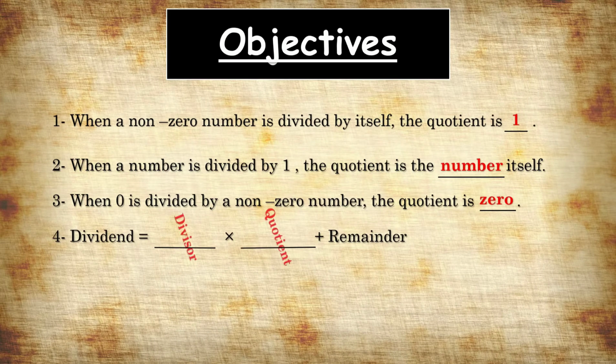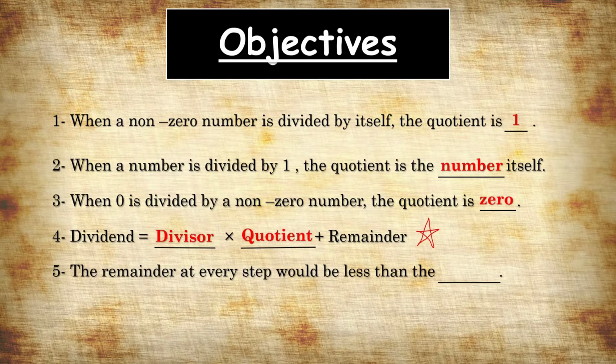Dividend is equal to divisor multiplied by quotient plus remainder. Now this is very important. You have to learn it by heart. The remainder at every step would be less than the divisor. If this point is kept in mind, your division will never be wrong.